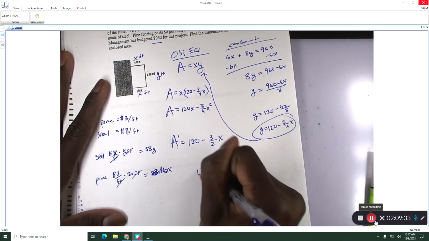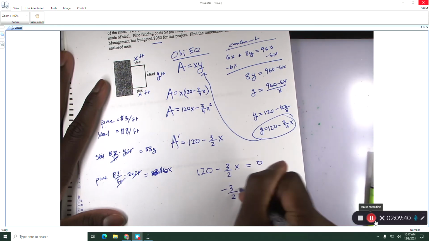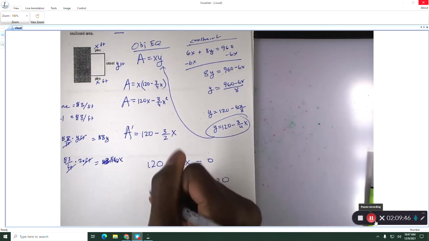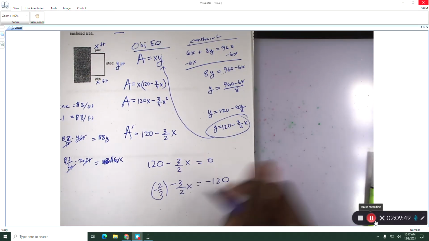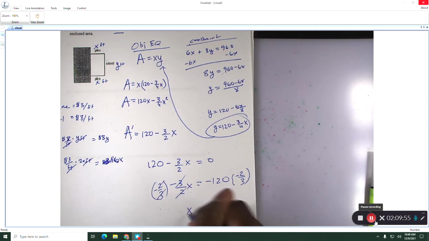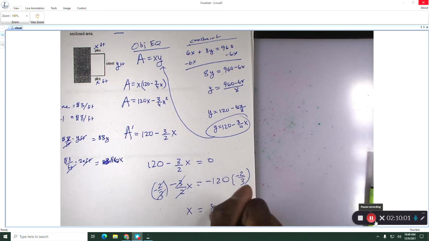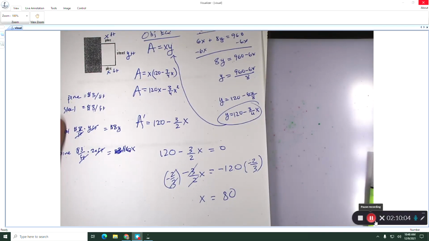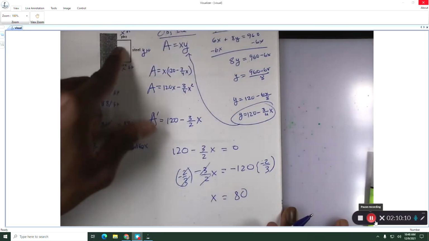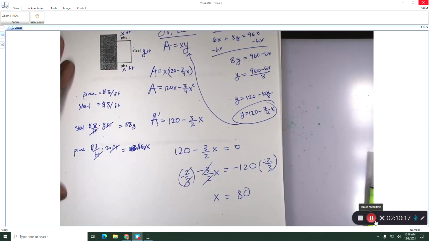And now I'm going to set this equal to 0 to find my maximum. I get negative 3 over 2 x equals negative 120. I'm just going to multiply both sides by the reciprocal. I get x equals 120 divided by 3 is 40 times 2 will give me 80. So this is our distance for x feet.